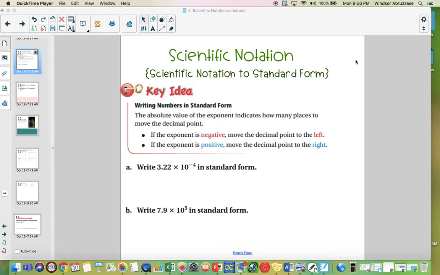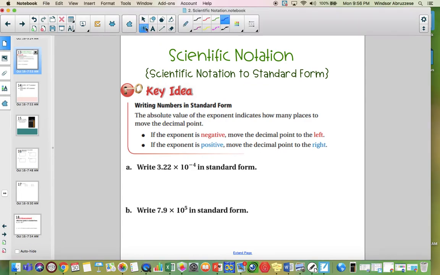So just some key ideas. When writing numbers in standard form, the absolute value of the exponent indicates how many places to move the decimal point. If the exponent is negative, you're going to move the decimal point to the left. And if the exponent is positive, you're going to move the decimal point to the right. So what does that look like?